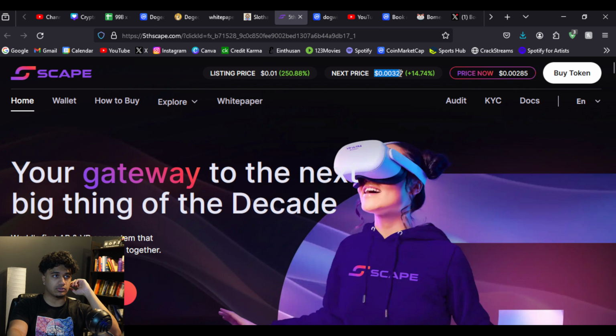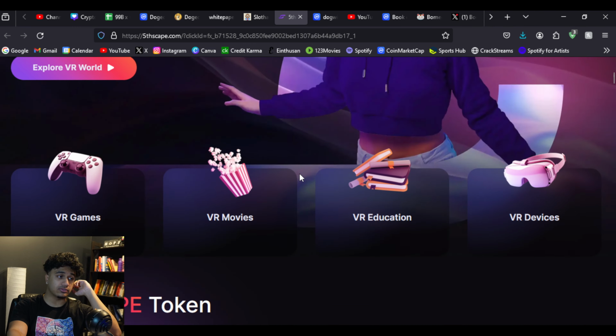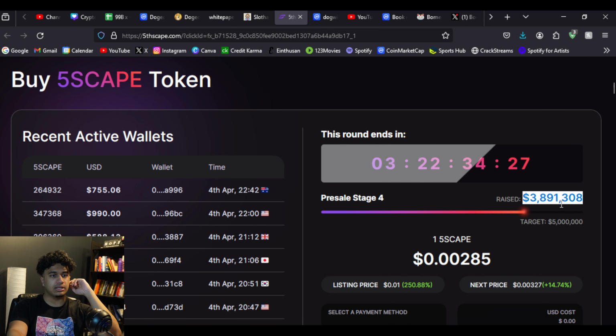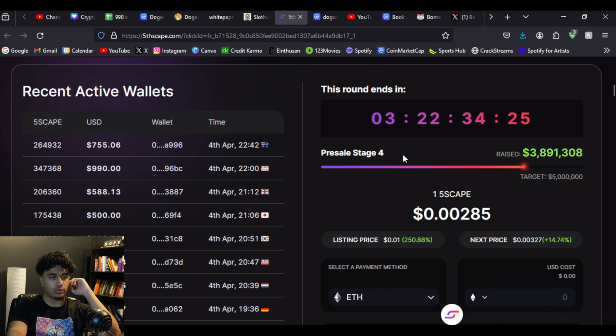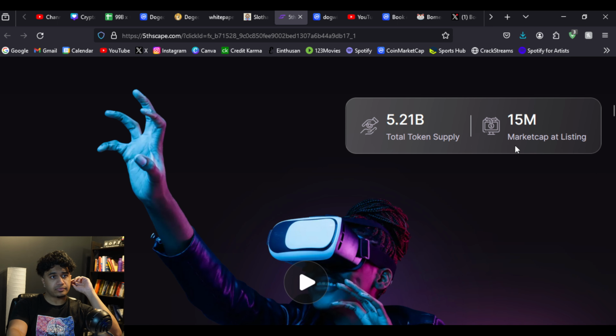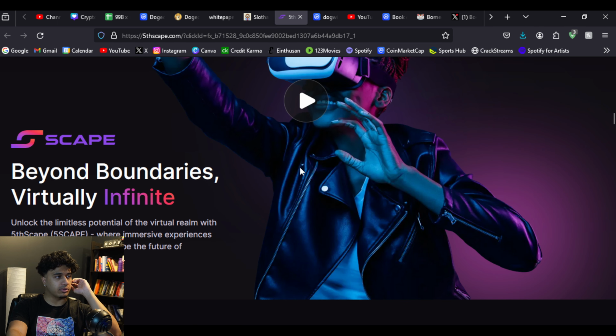So the next price is 0.00327. The listing price will be a cent. So you're already making insane gains off of the price right now, okay? The price right now is 0.00285, insane. Now, you guys can go through and check this out. This round is ending soon, and they've already raised $3.8 million in this round, right? And this is the fourth pre-sale stage. So they've already raised a ton of money. Very, very dope. You can see the market cap at listing will also be $15 million.